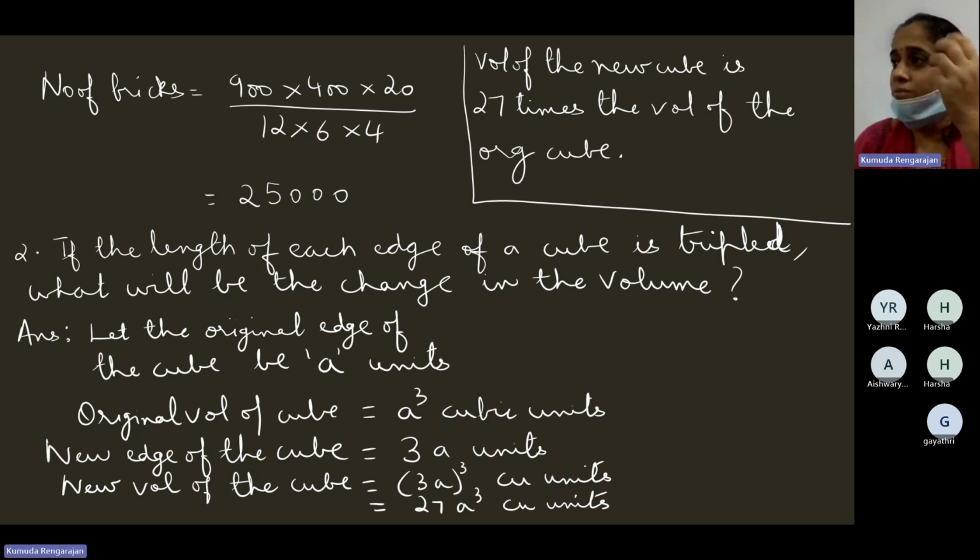So the volume of the new cube will be, again, edge cubed, where the edge is 3A, the whole cubed. So 3A into 3A into 3A, 27A cubed, cubic units. Original volume, A cubed. New volume, 27A cubed, which means 27 into A cubed. So the conclusion: the volume of the new cube is 27 times the volume of the original cube.